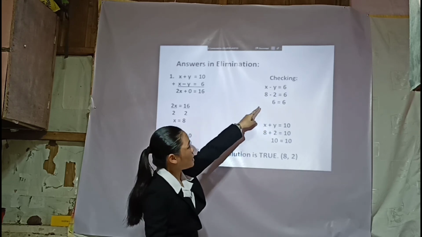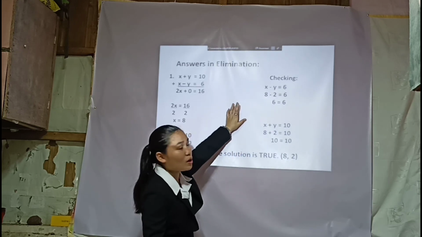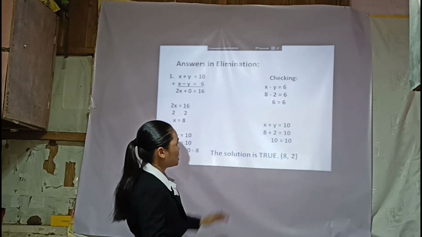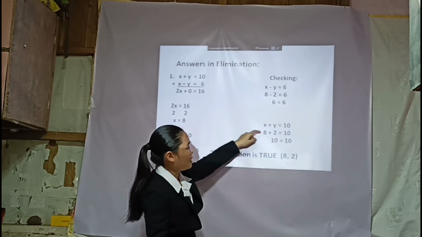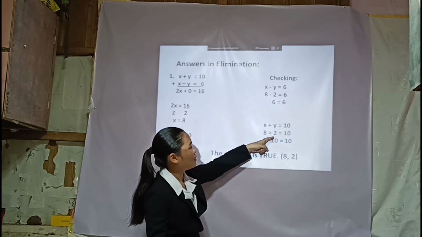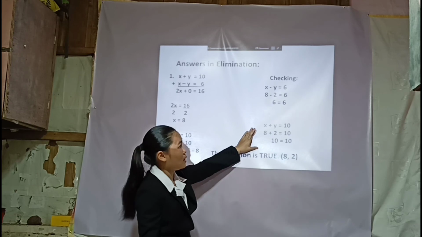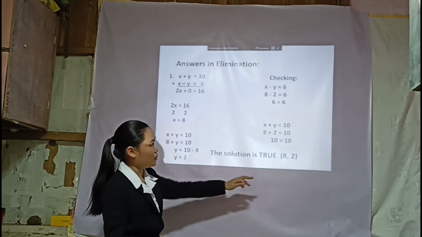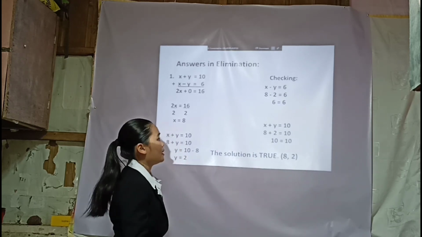8 minus 2 equals 6. The answer is equal. So, our answer for this equation is correct. Let's proceed to the second equation. x plus y equals 10. So, the value of x is 8. We will substitute. Plus, the value of y is 2 equals 10. So, 8 plus 2 equals 10. So, it is equal. Therefore, our answer is correct. The solution is true. The value of x is 8 and 2 for y.